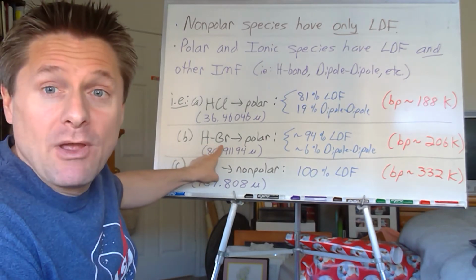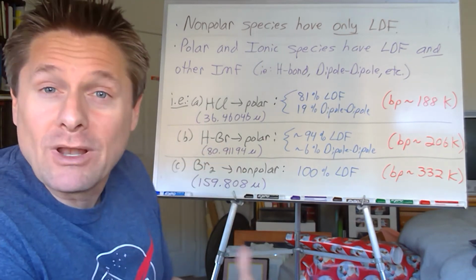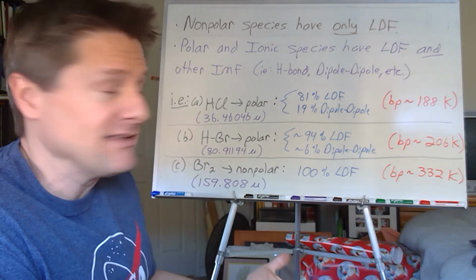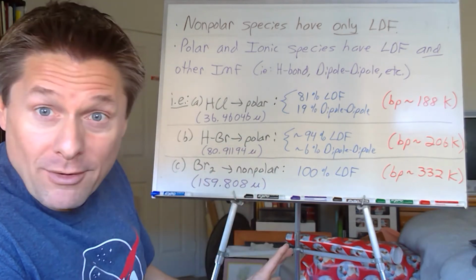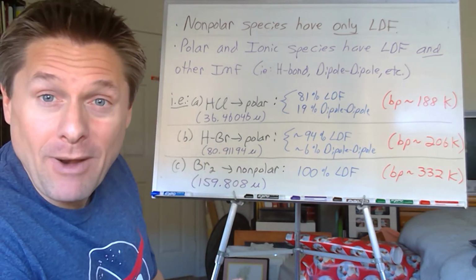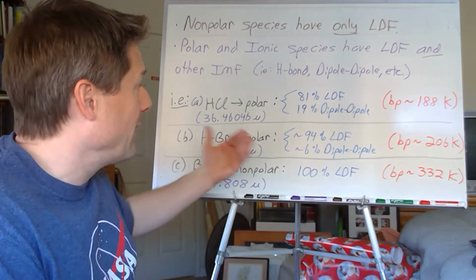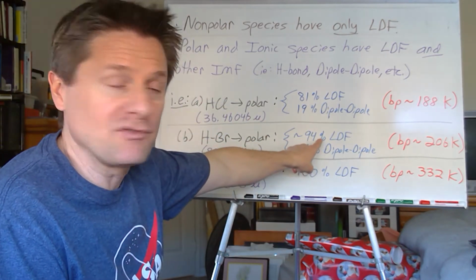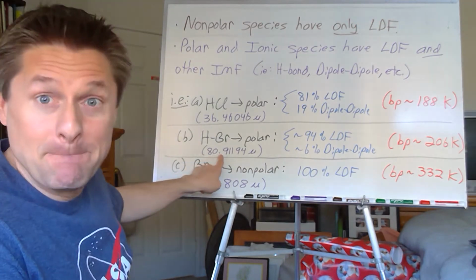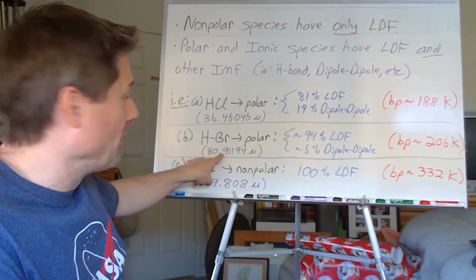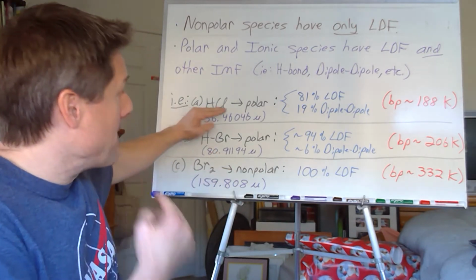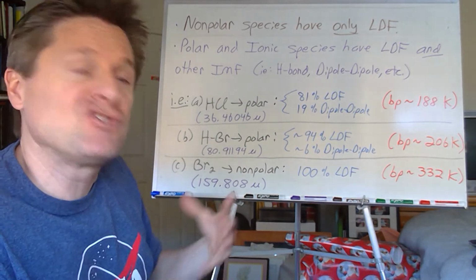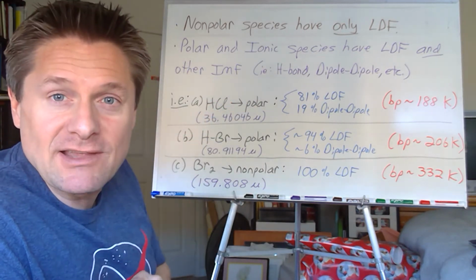Well, let's look at HBr. Bromine has a lower electronegativity than chlorine, so it's less polar. It's still polar, the delta EN is not zero, right? But it's less polar than HCl. So it has a larger London dispersion force effect. Plus, it's a lot bigger, about 80, almost 81 atomic mass units. So it's a bigger species, and it has stronger London dispersion forces than HCl.